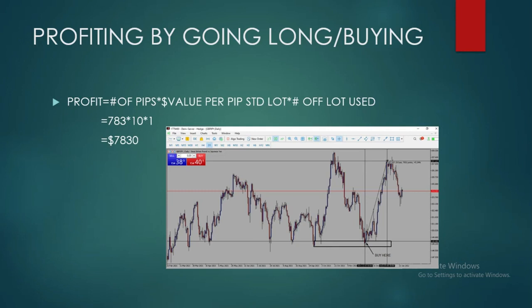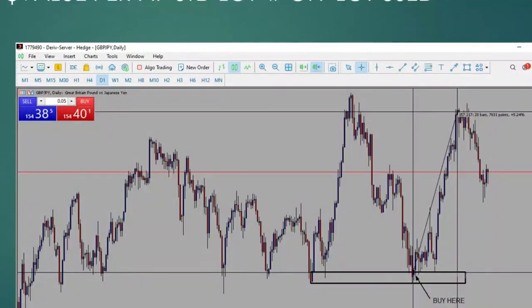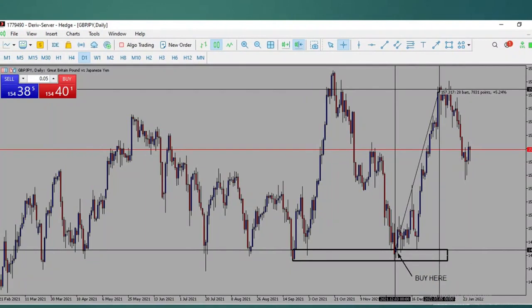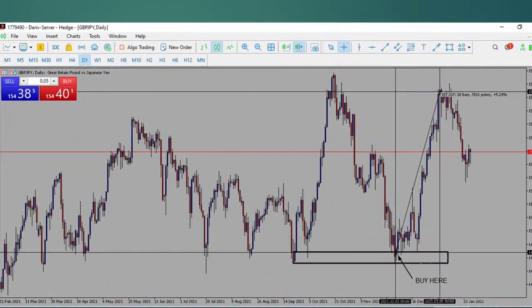I'll explain with this chart, and I'll show you the calculation that you actually do to see how much money you have made or how much loss you have made. It's a simple calculation that you have to understand now. So let's look at this chart that I have here. This chart was actually taken from GBP JPY, the pound against the Japanese yen.